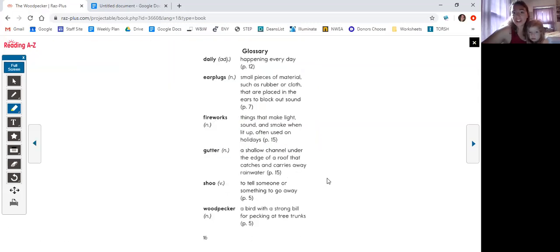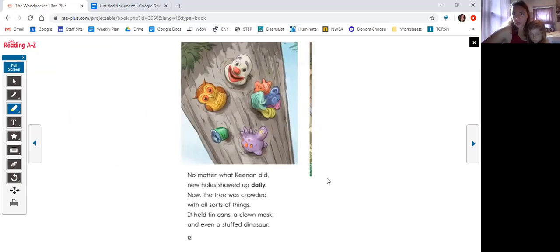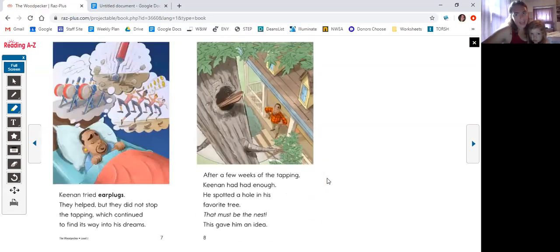And our last page is our glossary page. So I want you to pause your video and read the words and their definitions now. All right, let's go back. Nice reading, friends. Nice reading through the words. Nice sounding your words out and not guessing.